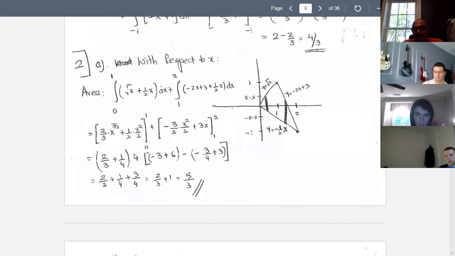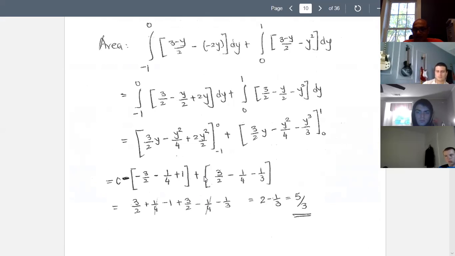Whether you integrate with respect to x or with respect to y, both ways you must get the same answer, because area cannot be changed. Please keep this in mind. Here it is 5 by 3, and here also it is 5 by 3.